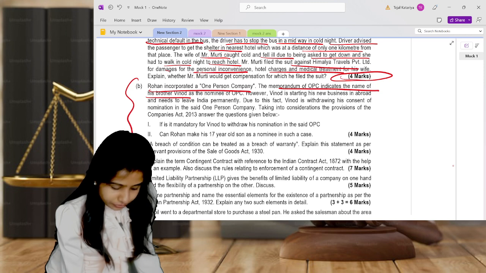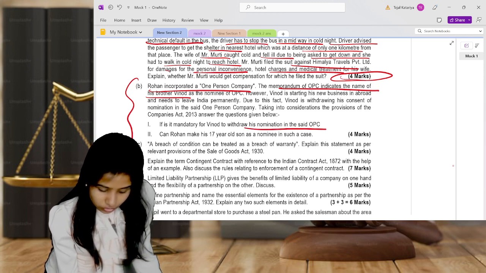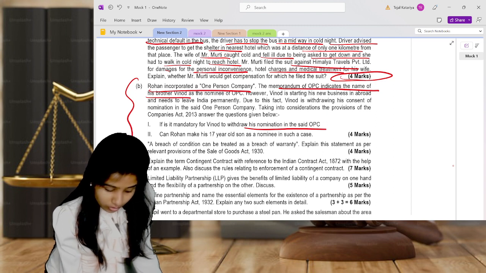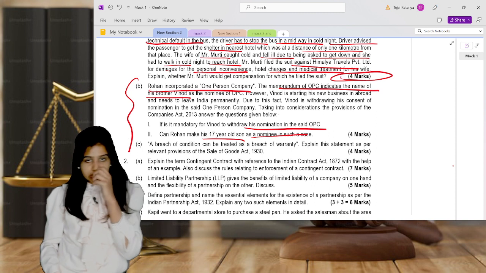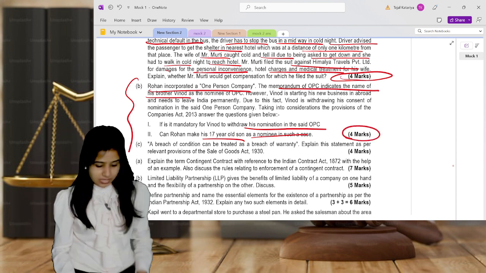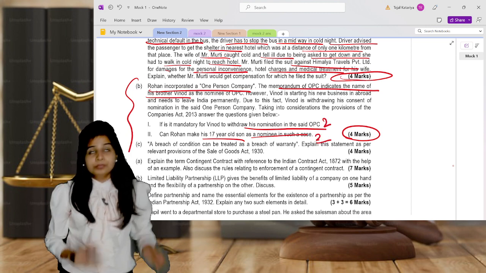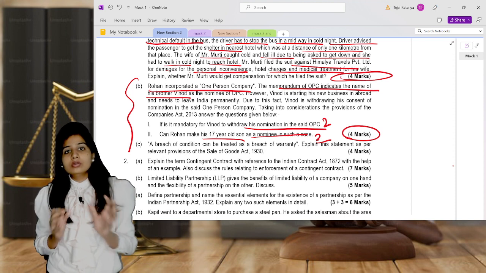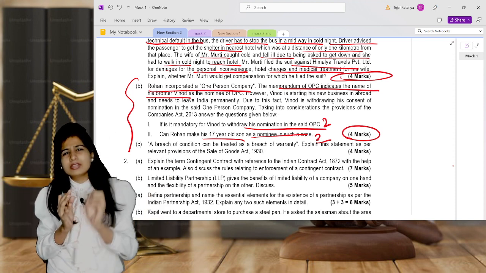Now the questions are: first, is it mandatory for Vinod to withdraw his nomination? And second, can Mr. Rohan make his 17-year-old son a nominee in that case? So first, understand that this question is for 4 marks. That means 2 marks for this, 2 marks for this. So you're supposed to write accordingly. Don't try to write so long which is not deserving for that given number of marks.